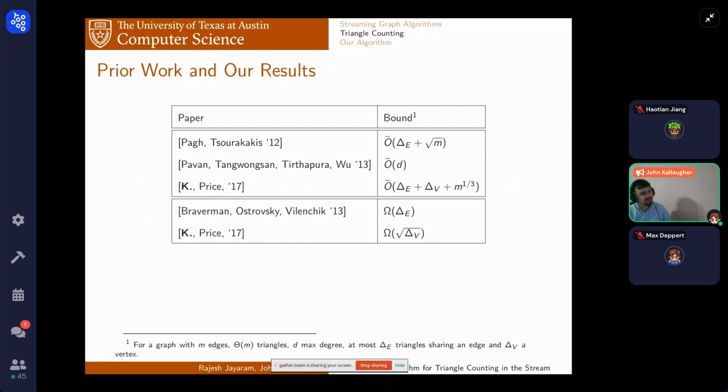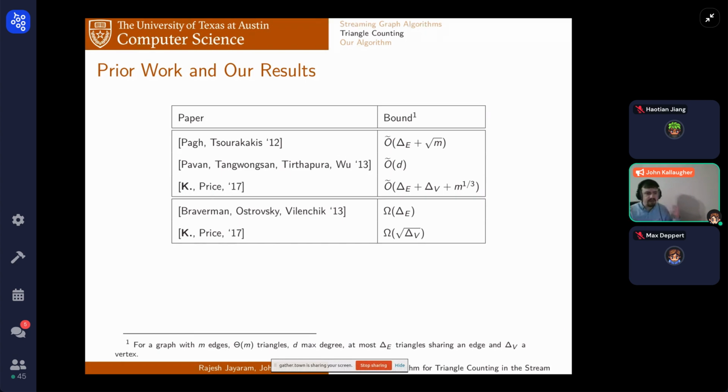So now you have this algorithm of Pavan and Tsourakakis, which is tight when you allow delta v, the maximum number of triangles sharing a vertex, to be as large as you want. We have this other algorithm that's kind of tight to the lower bounds, except for having an additive n to the 1/3 term. And then there's this other line of work which parameterizes the problem by the max degree of the graph, d, and so it gets a d space bound, which is non-comparable to these other two.